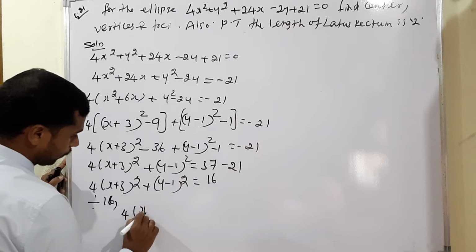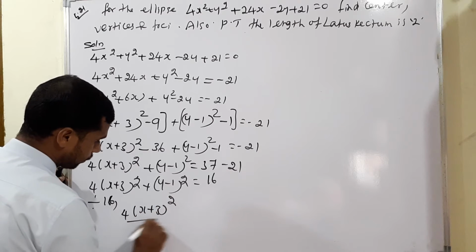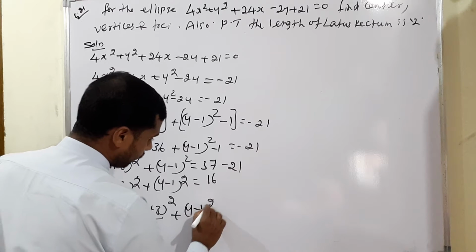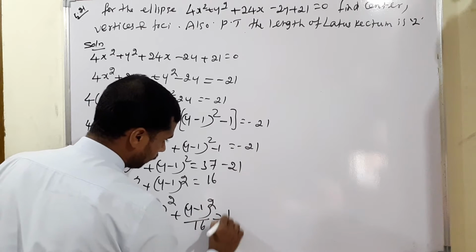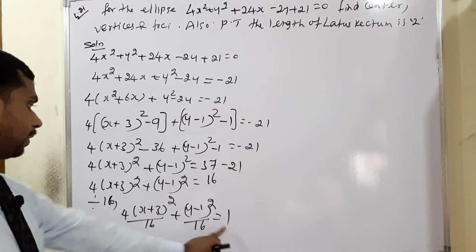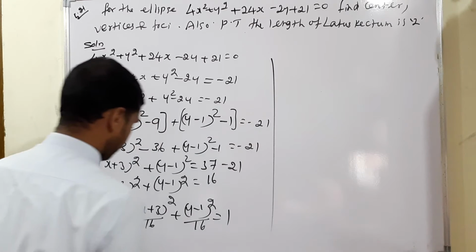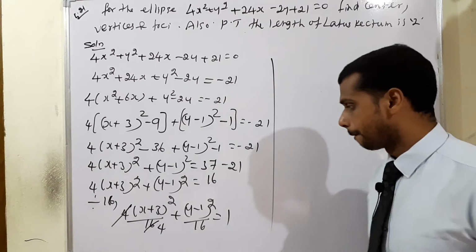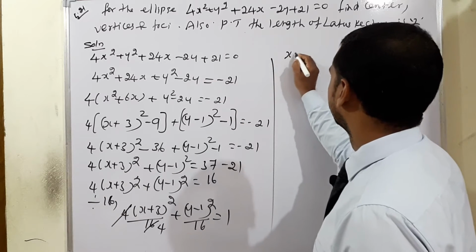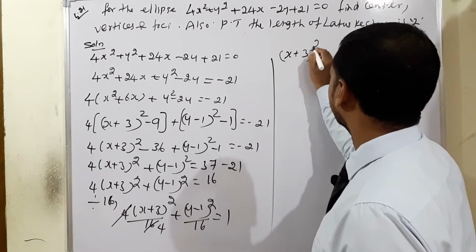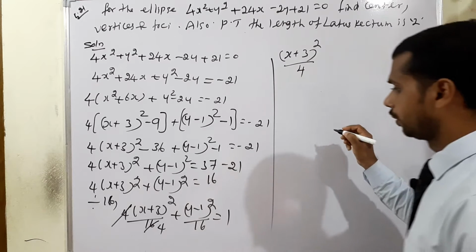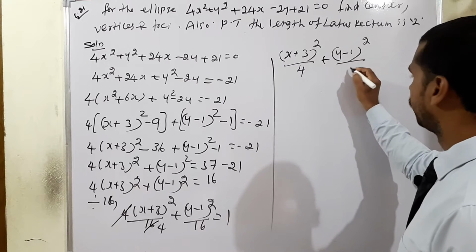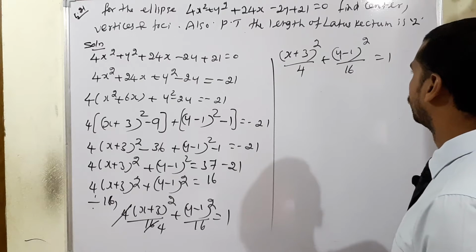So 4 into x plus 3 the whole square divided by 16, plus y minus 1 the whole square divided by 16, is equal to 16 divided by 16, is equal to 1. So we cancel 4 and 16, 4 times, isn't it? Now, x plus 3 the whole square divided by 4, then plus y minus 1 the whole square divided by 16 is equal to 1.